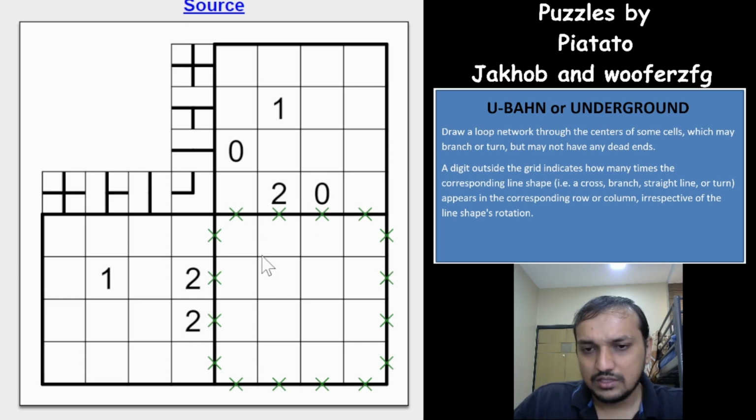The second thing is that if at the edge you have a straight line, it will always have to go this way only. For the row it will always have to be horizontal, and for the column it will always have to be vertical.